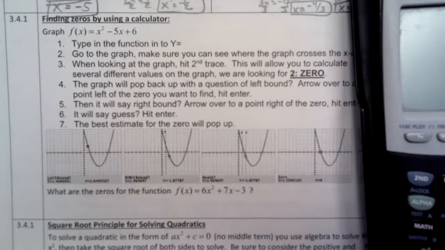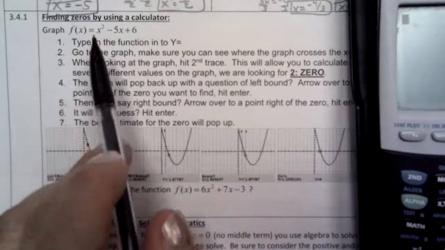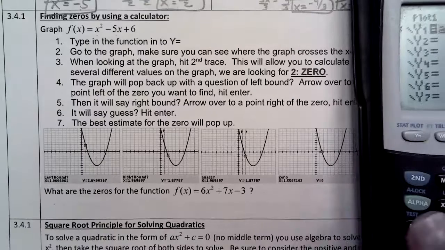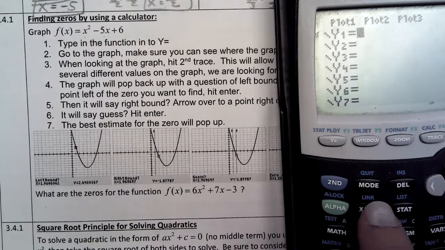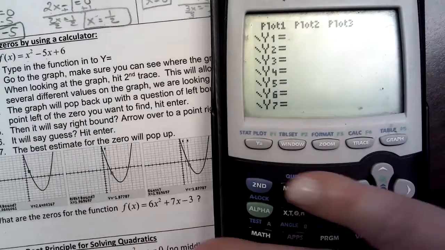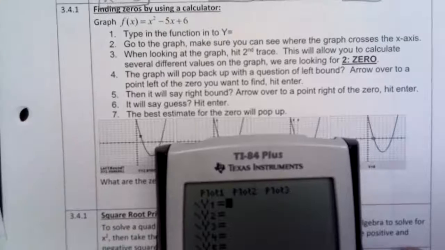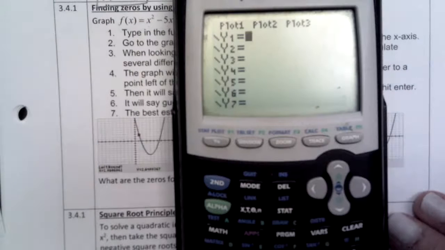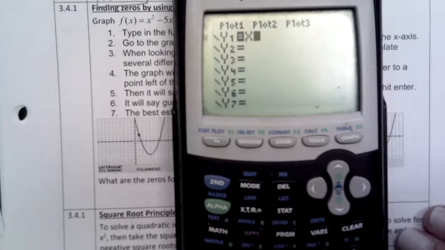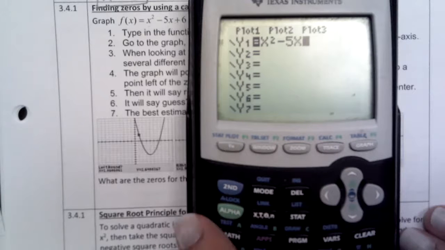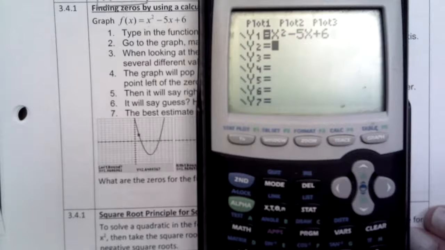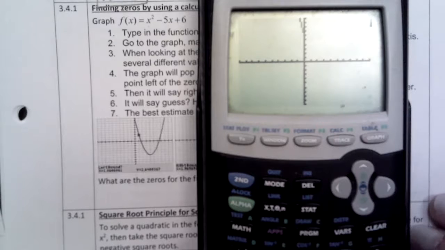So here, it gives us the steps. It says x squared minus 5x plus 6. Okay. So I'm going to clear this out. Okay. And I'm going to go to my y equals, and I'm going to type in, show you how we're doing it here. Let's see if I can get it all in there, at least most of it. So here I'm going to type in, well, I guess I'm going to have to do it this way. X squared minus 5x plus 6. And then I'm going to graph that.